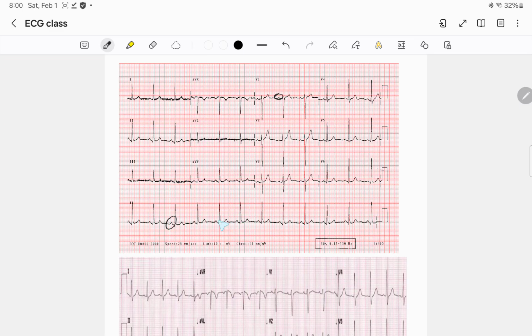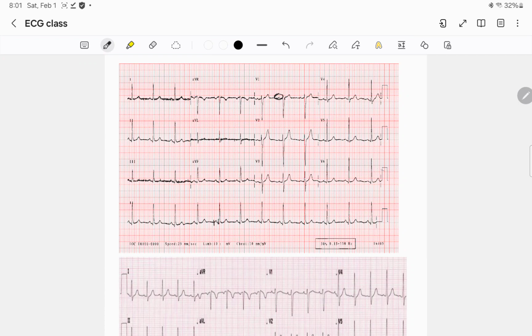Then we're going to look at the PR segment, which is not really depressed, and then the PR interval, which we already analyzed as it relates to the rhythm, and it is not prolonged. When you're looking at the PR segment, you look at all the leads, but especially in lead 2 to see if it's depressed. Here I would say it's a little downsloping but not significantly depressed, so that's all right.